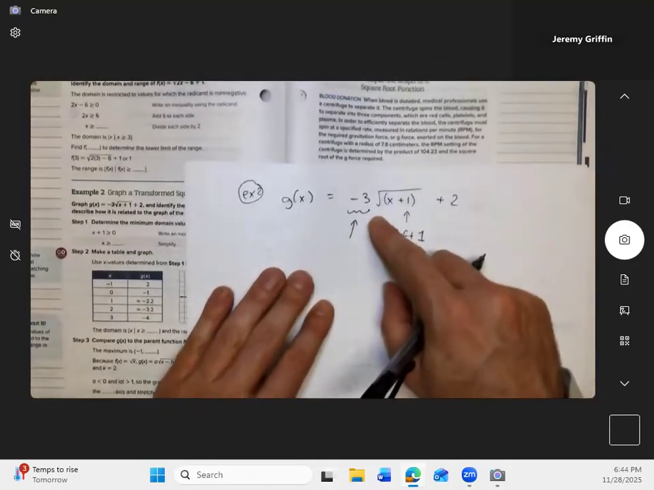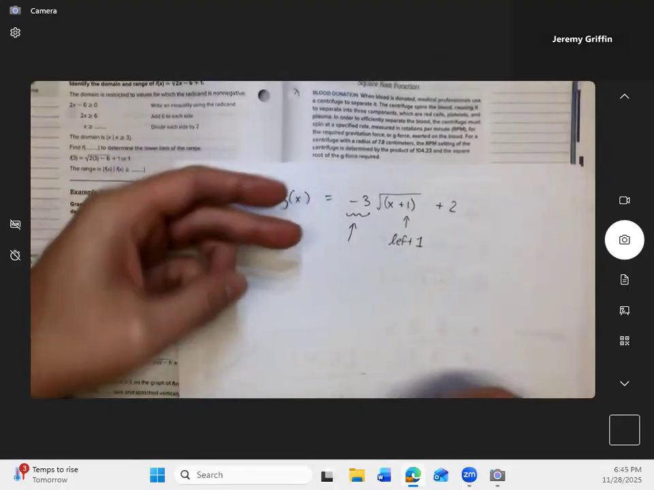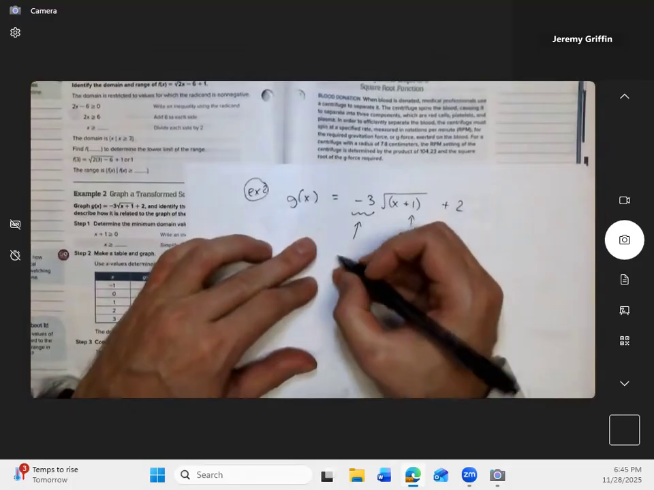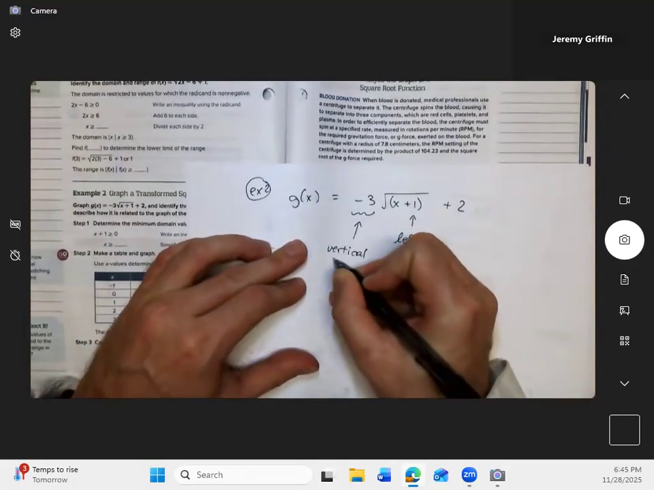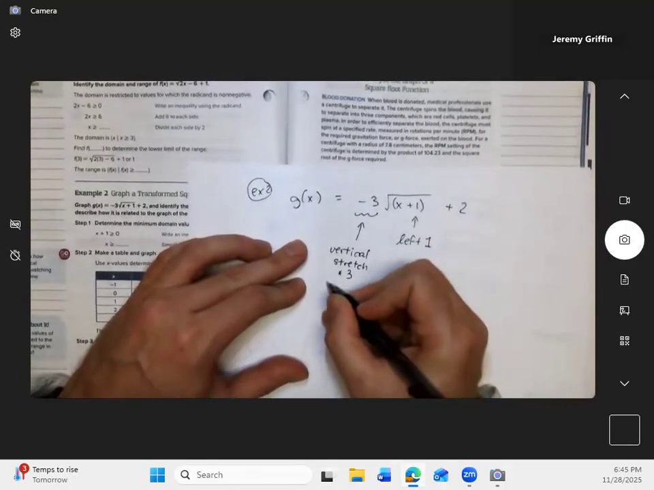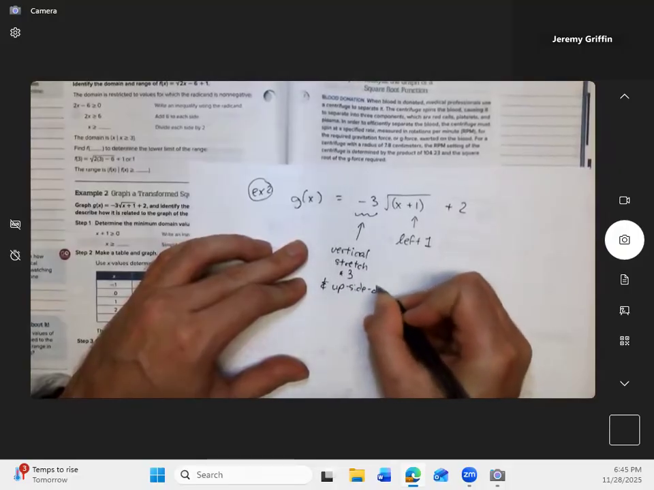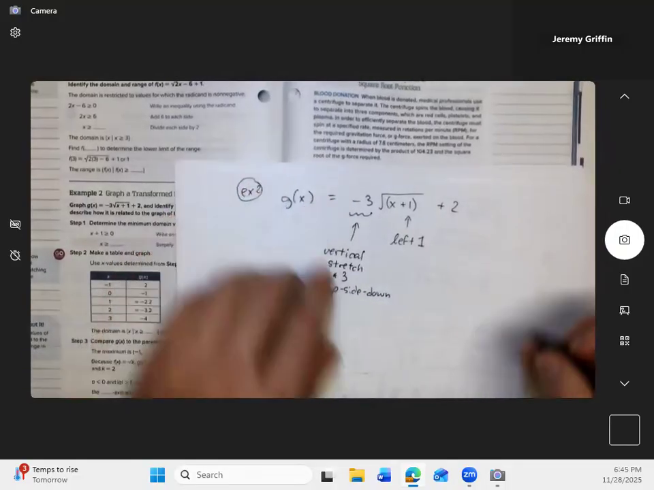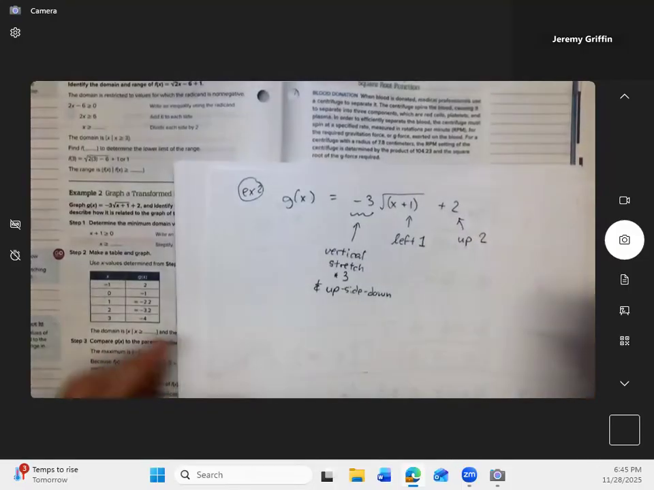Next thing is, I'm going to look at this negative. Guys, what do you think negative does on the vertical stretch? Shouldn't it flip it upside down? I think that's exactly what it would do. So a vertical stretch times 3, and it's also upside down, because of the negative. And then finally, this would be up 2.